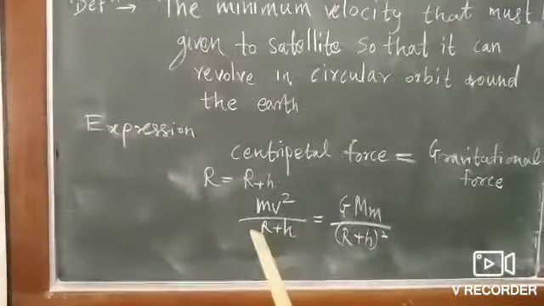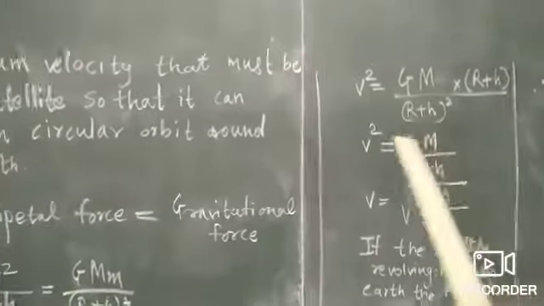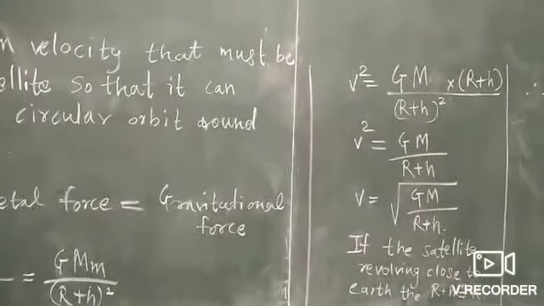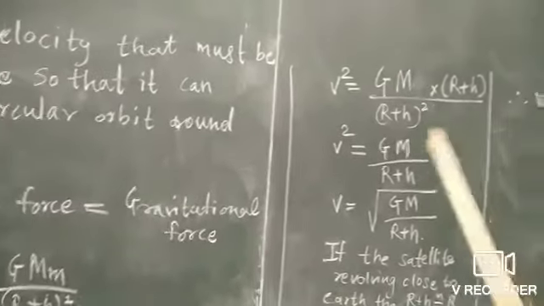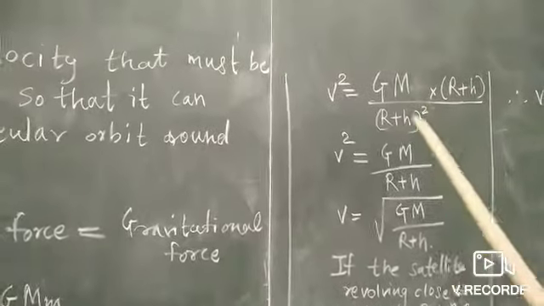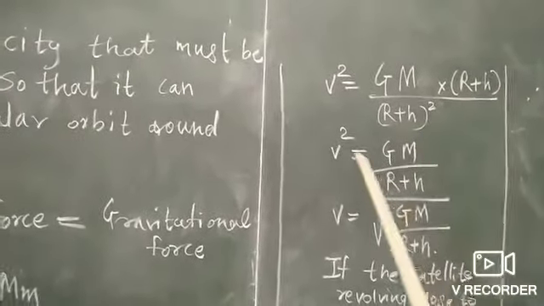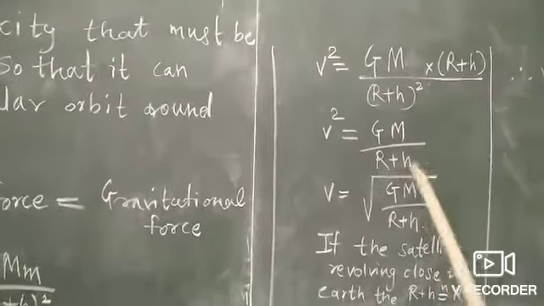We can write the equation for v squared. This r plus h will go to that side. Observe carefully: v squared is equal to GM upon (r plus h) squared, into (r plus h). So this r plus h and here is (r plus h) squared, so it is getting cancelled. We are getting only v squared is equal to GM upon r plus h.